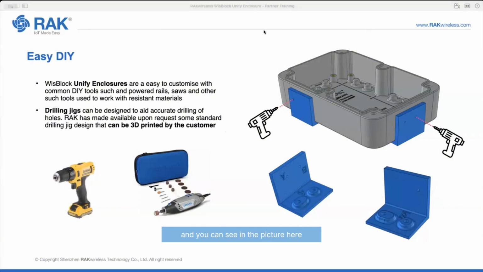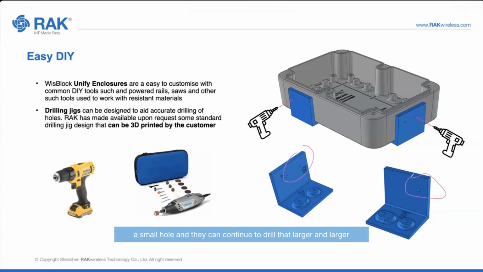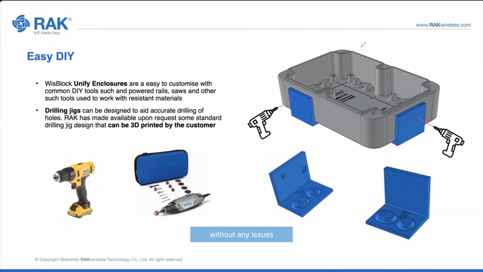And you can see in the picture here, these blue parts, they have their little hole reference. This is for a pilot hole, a small hole, and they can continue to drill that larger and larger. But as it's 3D printed, it also hosts the mounting position. So you would screw that into the enclosure so you know it's in the correct position, and you can drill a hole with confidence, and that lets the customer do their own customization without any issues.